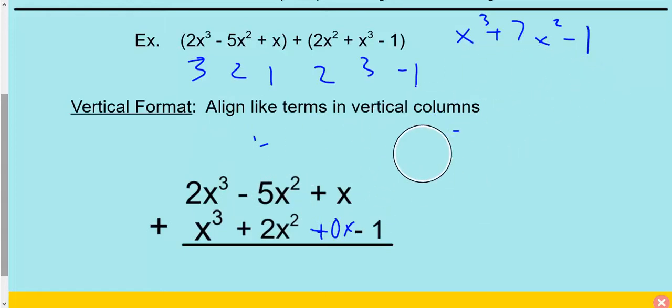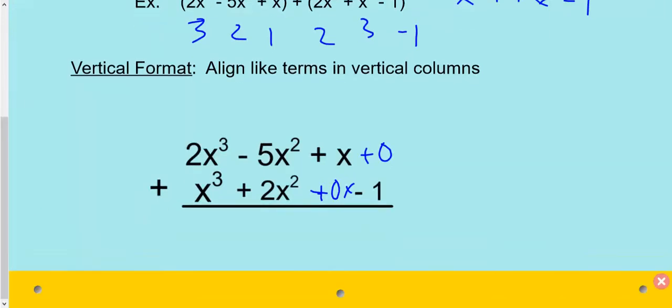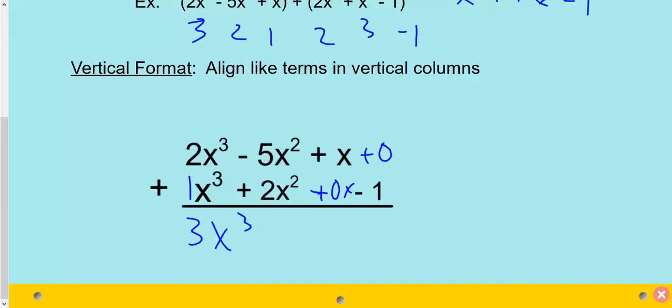So let's take a look at what this would look like. Again, you can put the plus 0 there if you want. 2x cubed plus x cubed, and that's 1 there, so you have 3x cubed. Negative 5, positive 2, you have negative 3. 1x plus 0x is 1x, or just x. 0 plus negative 1 is negative 1. And there you go.